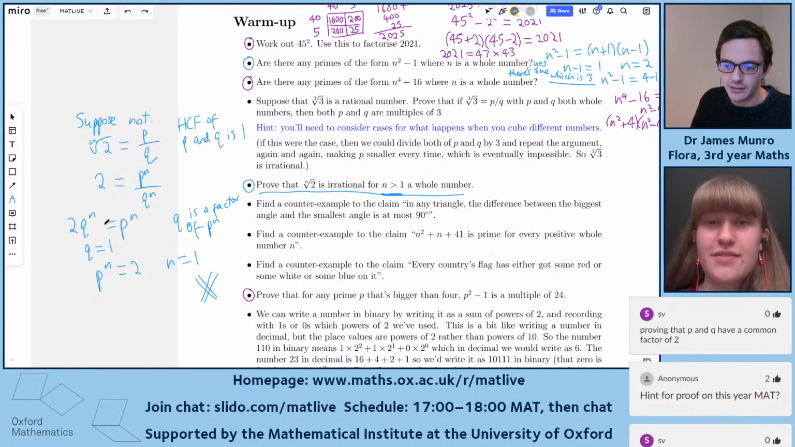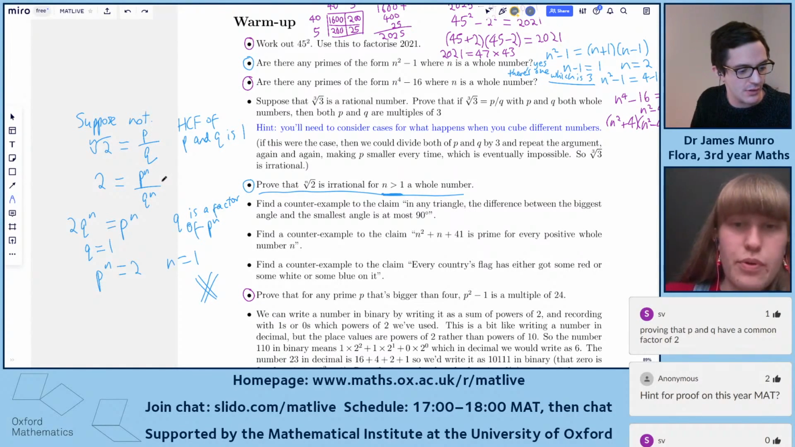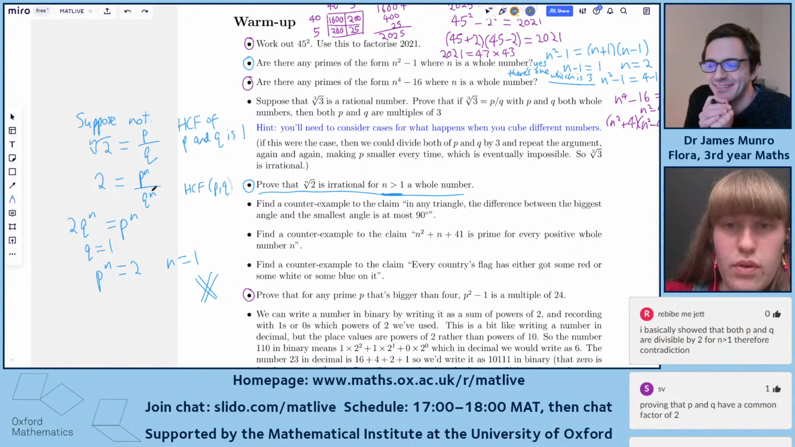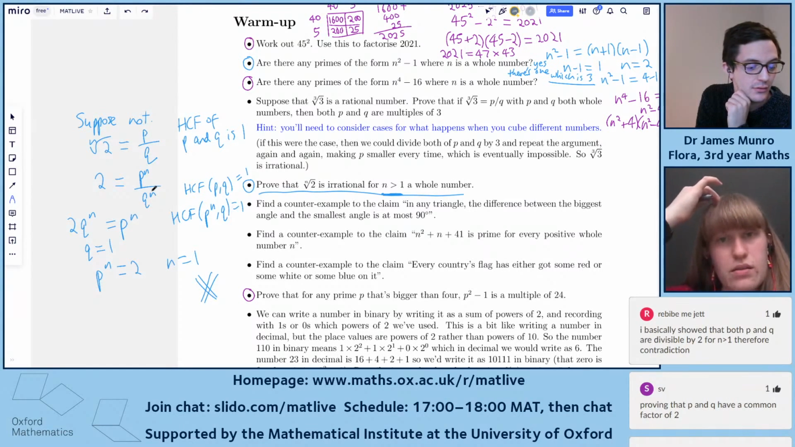In this line, q is a factor of p to the n, but q is really not supposed to be a factor of p because this fraction was supposed to be written in lowest terms up at the start. I just realised the important fact is that if the HCF of p and q is 1, then the HCF of p to the n and q is also 1. That's the important fact here.